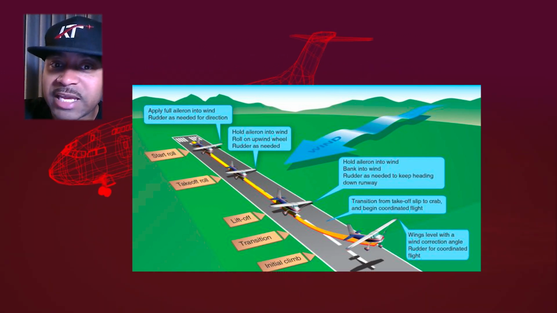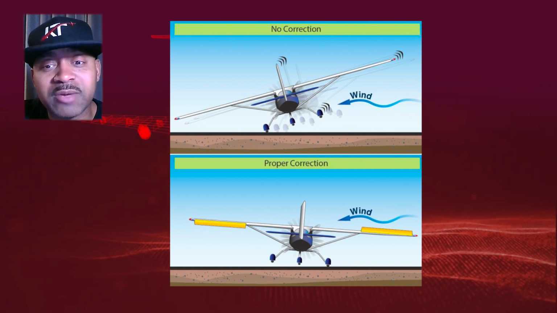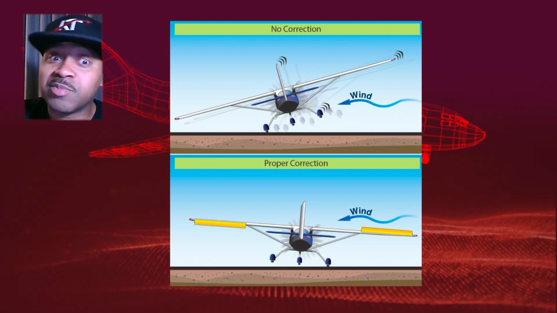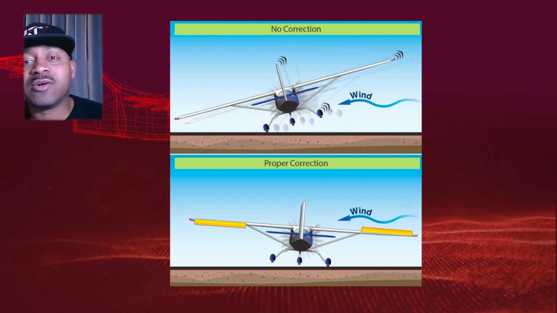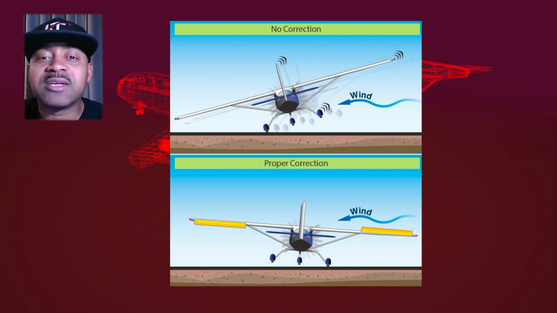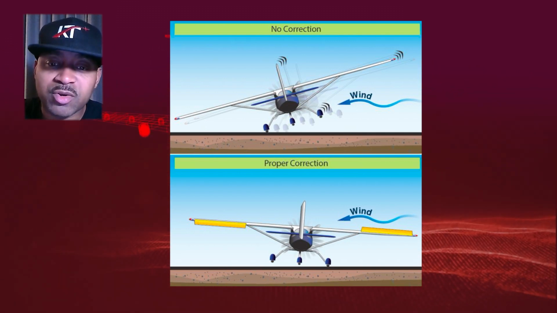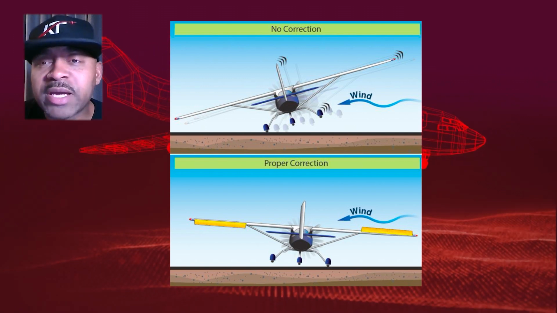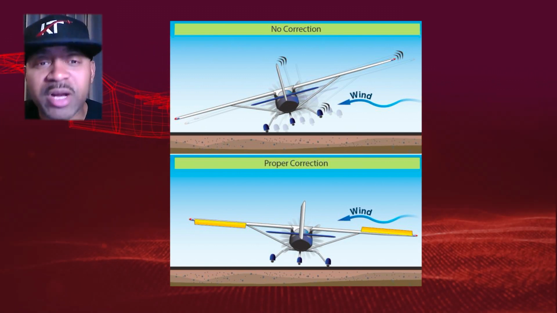Now, this is what it looks like if you don't have a correction. You see that the airplane will get pushed over, which can cause a problem. You might even have a wing strike on the opposite side. But if you have the proper correction in, you'll see that it keeps the airplane from tipping over on the other side.